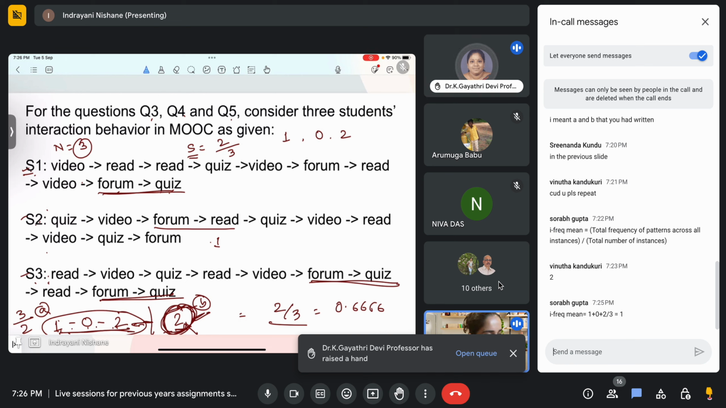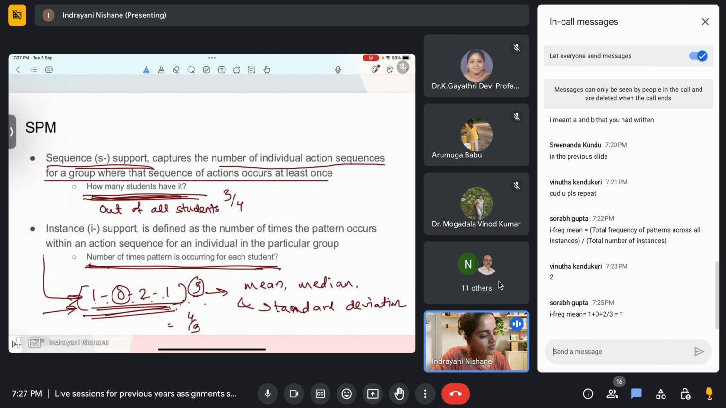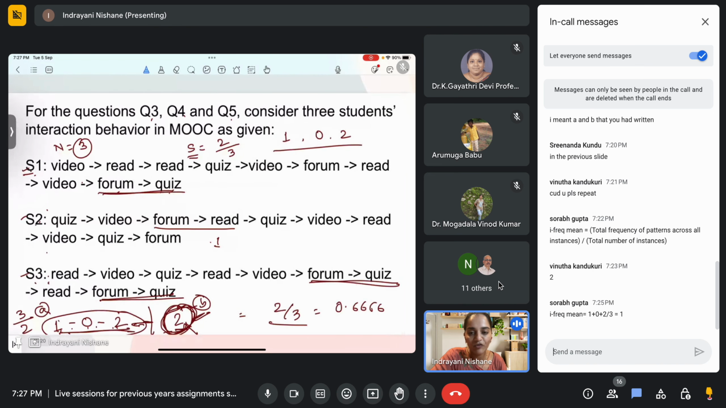Yeah, so this was for S support. Now let's come back to I support. Let's go to the definition of I support. I support says the number of times the pattern occurs within an action sequence for an individual in the particular group. So in plain English, the number of times the pattern is occurring for each student. We have counted the number of times a particular pattern is occurring for each student here: 1, 0, 2.